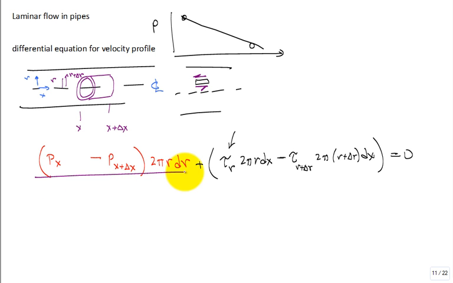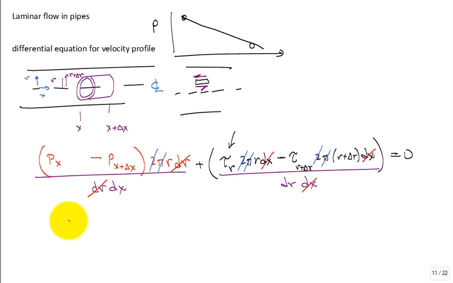So the game then is to divide by dr dx. The dr's cancel. The dx's cancel. In the limit for smaller dx and smaller dr, also let me cancel the 2 pi's, 2 pi, 2 pi, 2 pi. They're all canceled. And so now what do we get? We get negative dp dx in the limit.